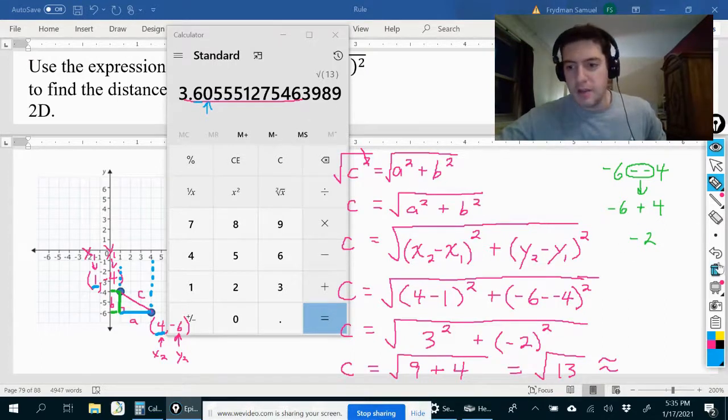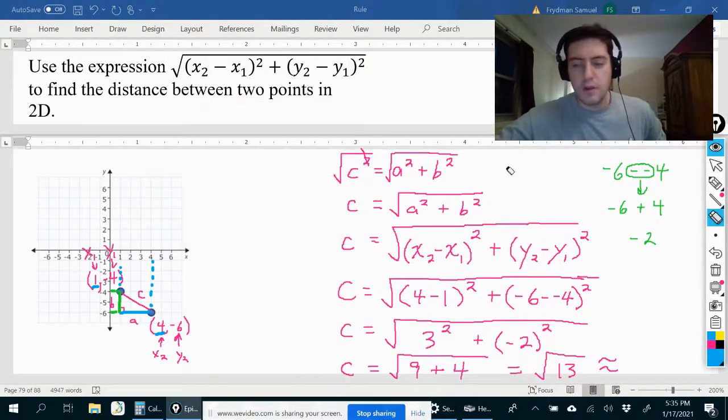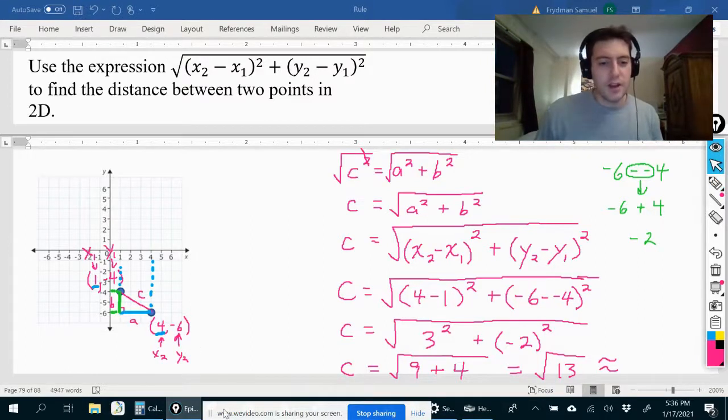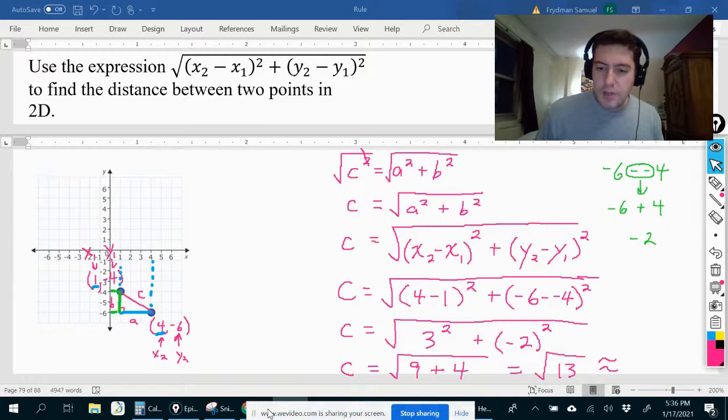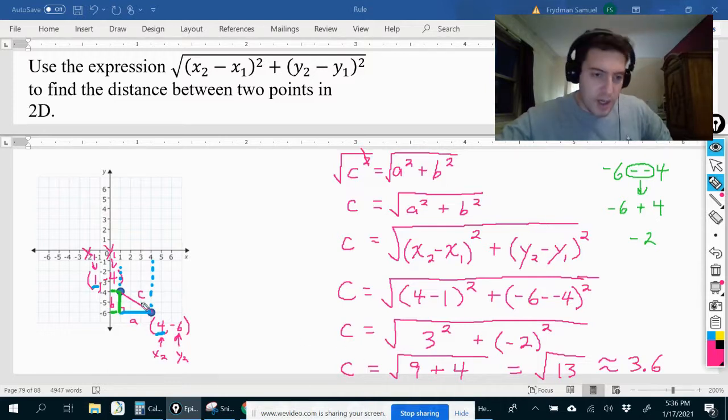So I will say that this is approximate, I forgot what it was. What was it? Oh my gosh, that's embarrassing. I forgot, it was right there. It's got to be between 3 and 4, right? So it must have been 3.6. All right, so this is approximately equal to 3.6, which means that from here to here is approximately 3.6 units long.